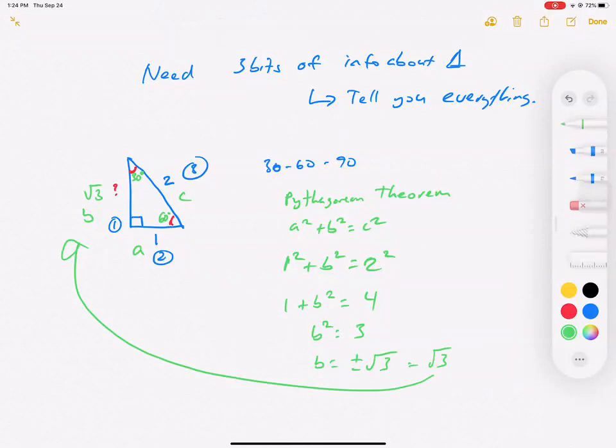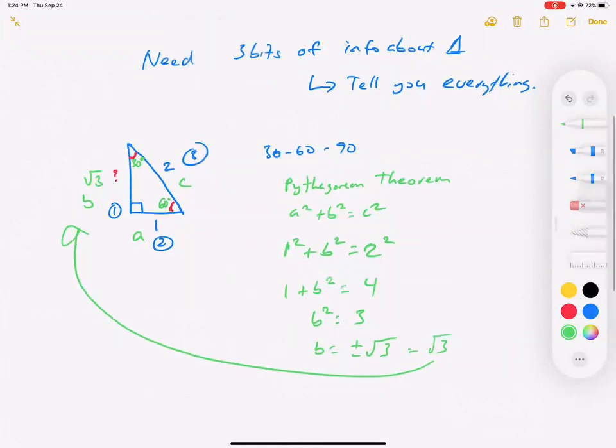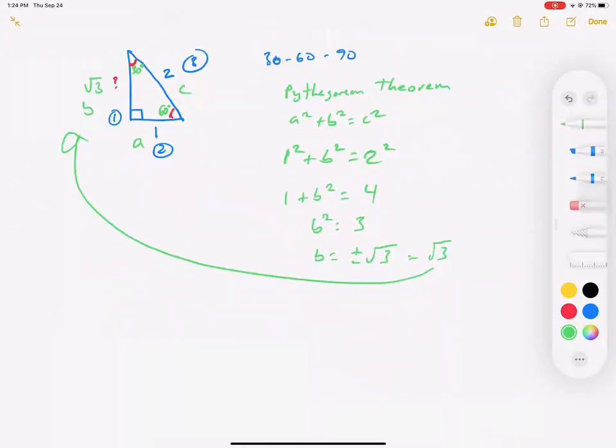So we've worked with 30, 60, 90 triangles already. Now, my question is, what if I only gave you 2 bits of information? Would that have been enough? I can draw the same triangle. And let's say I told you it was a right angle and that this side was exactly 1. So we know 2 bits of information.